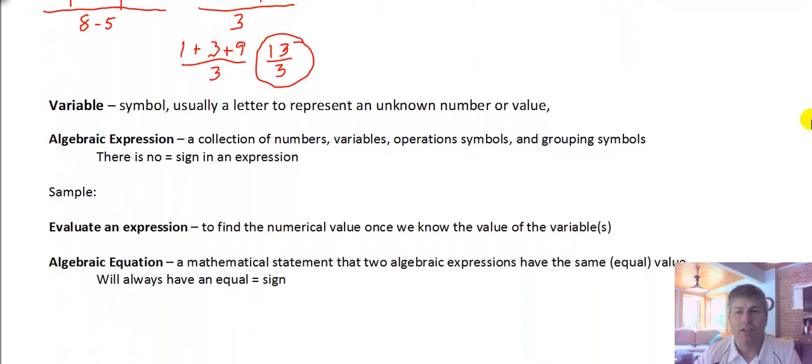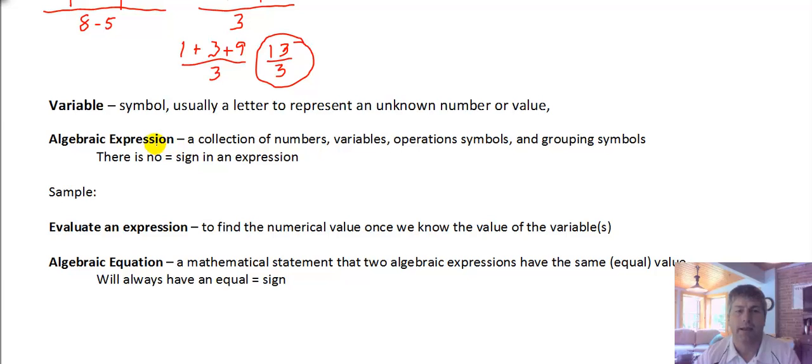A few more definitions, more vocabulary. A variable. In algebra, we deal a lot with variables. Some answers will just have letters in them. A variable is a symbol, usually a letter, to represent an unknown number or value.